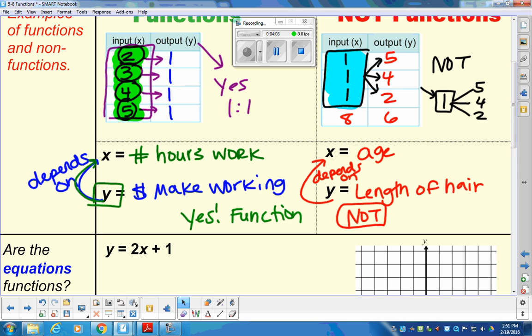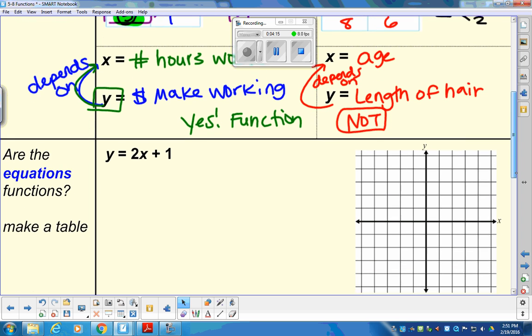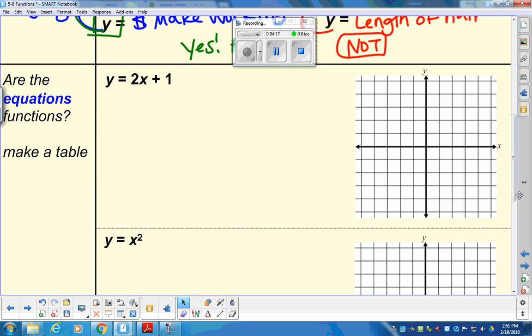So we looked at a table when it's a function. We looked at some equation work when it's a function. So let's continue to work through this. So here's an equation, y equals 2x plus 1. Is it a function? Well, first thing that we need to know is we need to know if y depends on x. So what we would want to do is we want to start with the table, x and y.